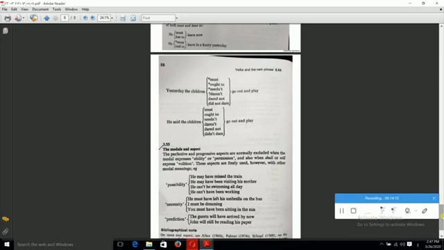Necessity, using must: he must have left his umbrella on the bus. I must be dreaming. You must have been sitting in the sun. Prediction: the guest will have arrived by now, which can take the form will. John will still be reading his paper.